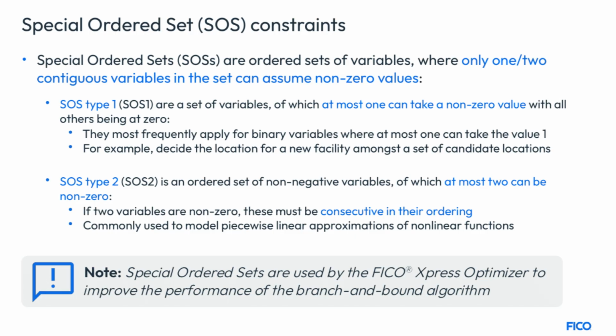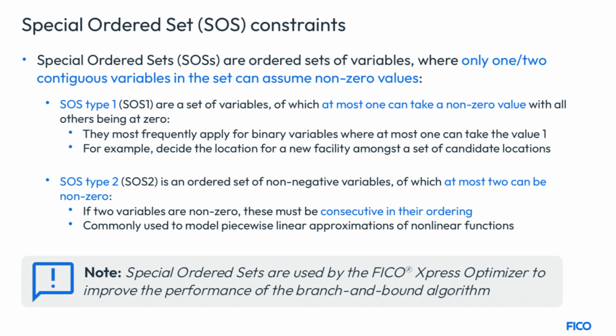Special ordered sets, also referred to as SOS, are ordered sets of variables where only one or two contiguous variables in the set can assume non-zero values. There are two types of SOS constraints in Express, Type 1 and Type 2.